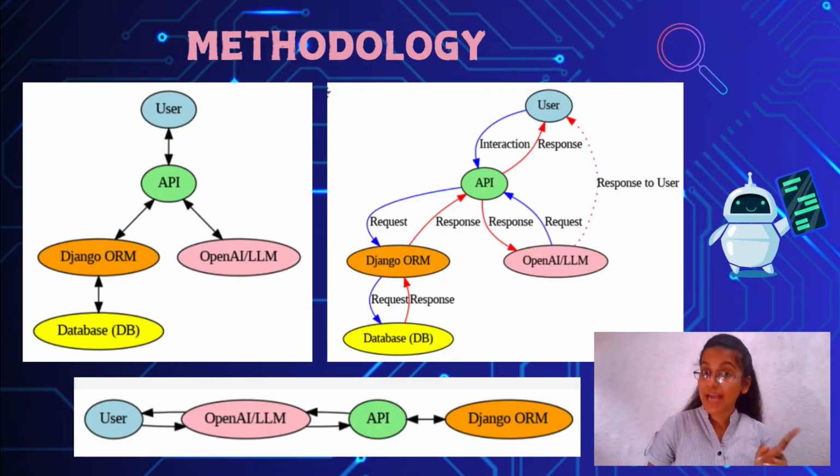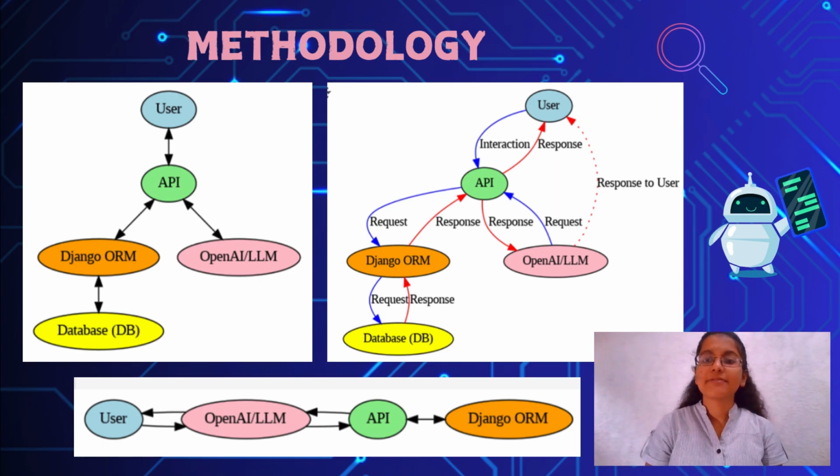This flowchart outlines the process flow of the solution I am proposing, illustrating how various components interact seamlessly to deliver a user-friendly and efficient system. The process begins with the user, who inputs a query in natural language. This input is sent to an API, which acts as the intermediary between the user, the backend system, and the AI. The API processes the user's request and passes it to the OpenAI LLM, which interprets the natural language input and maps it to a predefined SQL query template.